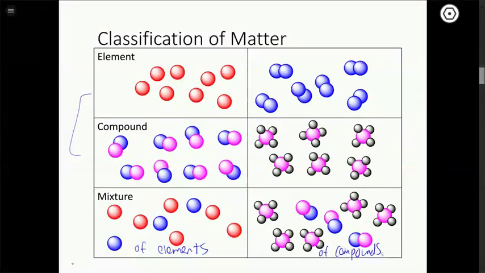When you have a mixture, it can be a mixture of elements, a mixture of compounds, a mixture of elements with compounds, and all those different possibilities. So this is the difference between pure substances, which only have one type of particle, fundamental particle, and mixtures which have more than one type.